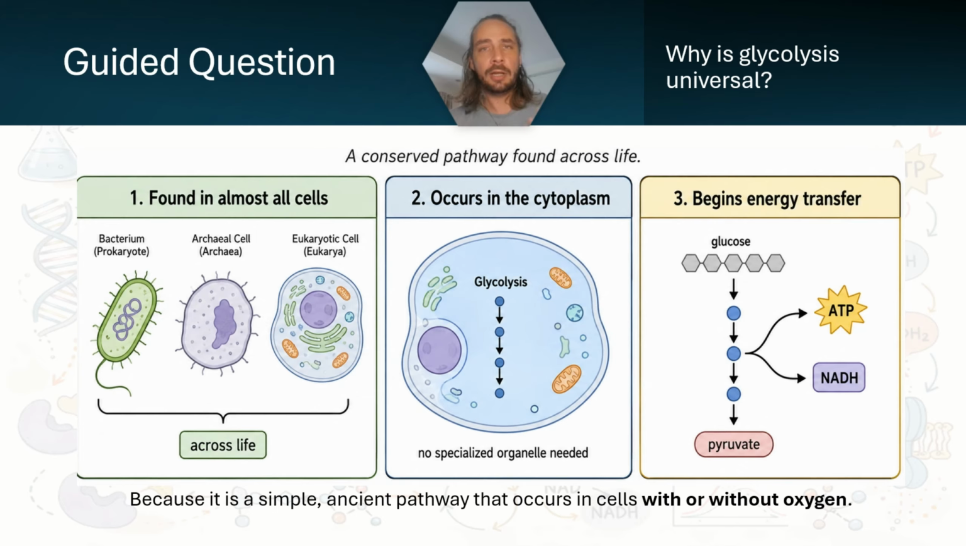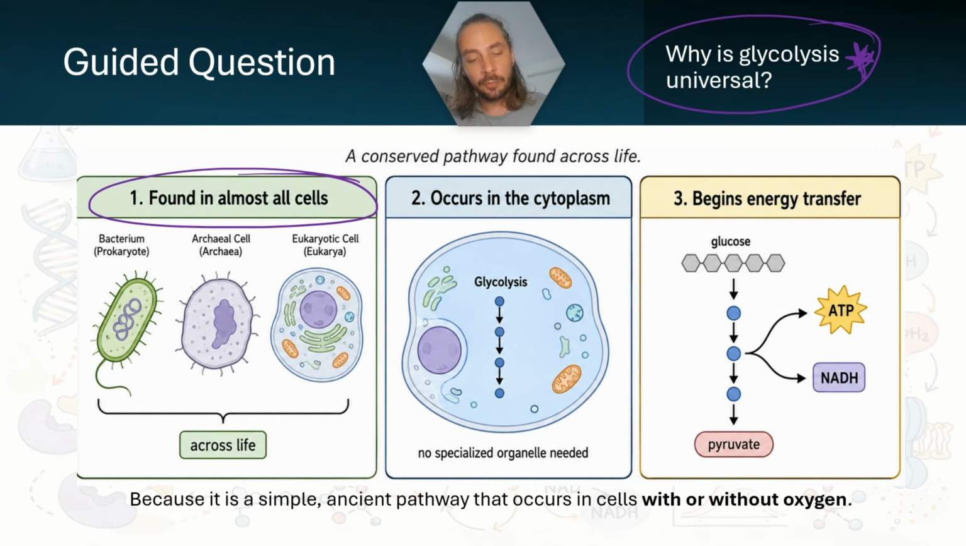The kind of question I want you to think about while we're going through this lesson is, why is glycolysis universal? Because it's found in almost all cells. That includes prokaryotes, archaea, and also eukarya, which includes animals and plants.